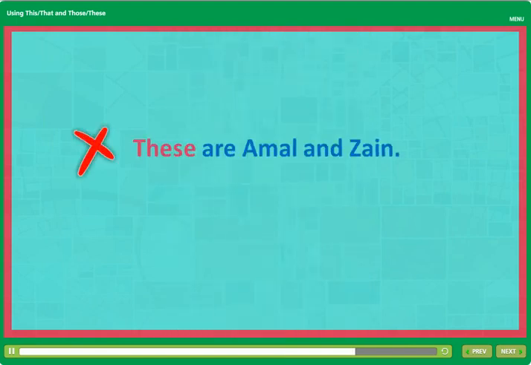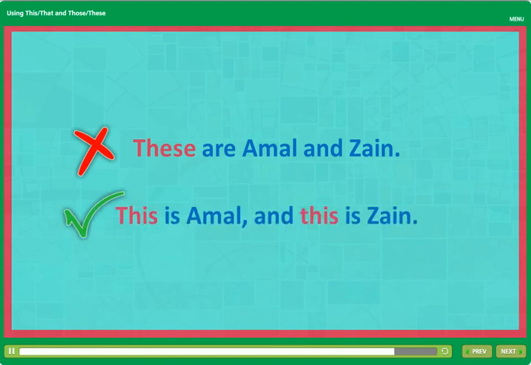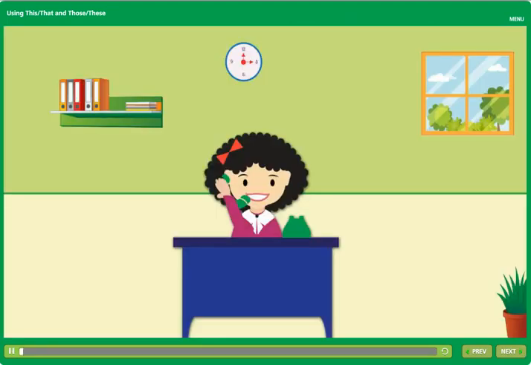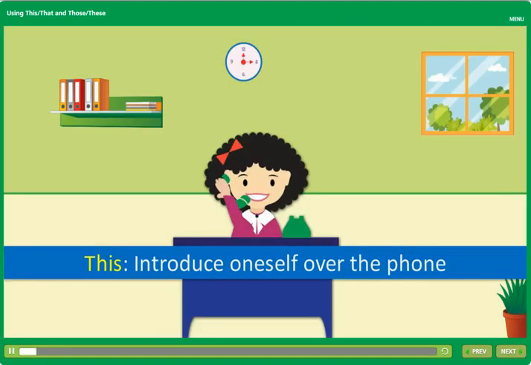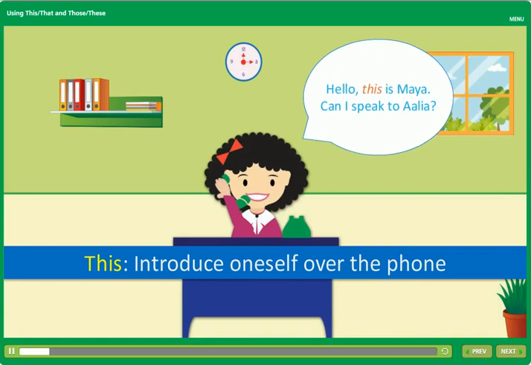Remember that we do not say these are Amal and Zaid. We would have to say this is Amal and this is Zaid. You cannot use these with names of people. We also use this to introduce ourselves over the phone.